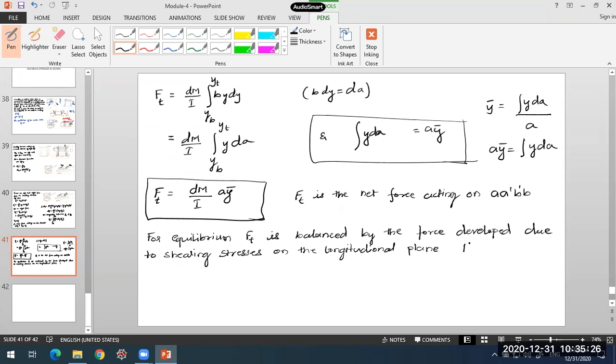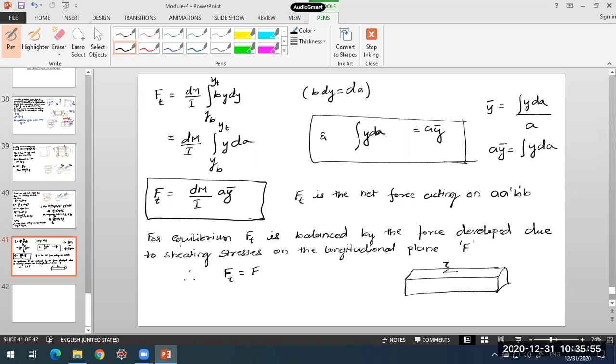Let us say it is F. Shearing stresses on the longitudinal plane. So therefore, what should happen? Ft has to be equal to F. If this is our beam cross section, then on this longitudinal plane, the shearing stresses will be there, tau.